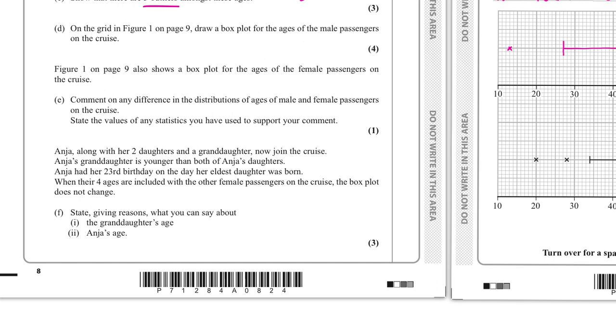And then it says, Anja, along with her 2 daughters and a granddaughter, now join the cruise. Okay, guys, how many people have joined the cruise? Anja, 2 daughters, and a granddaughter. So we got 4 people that have joined this cruise right now.